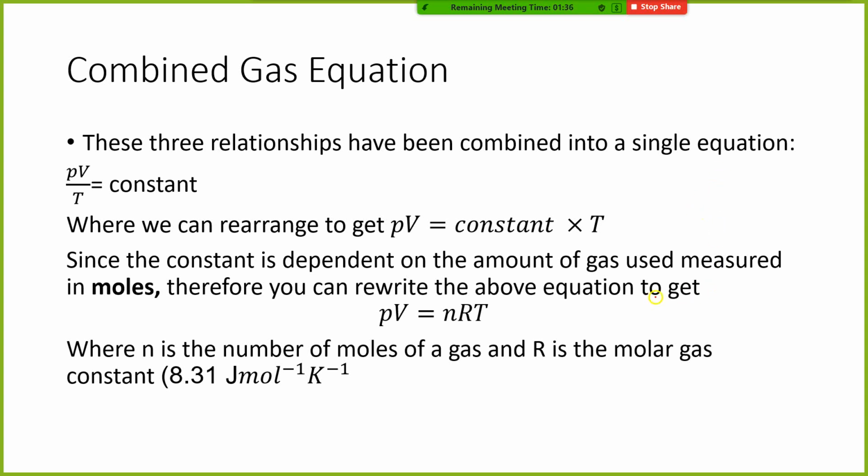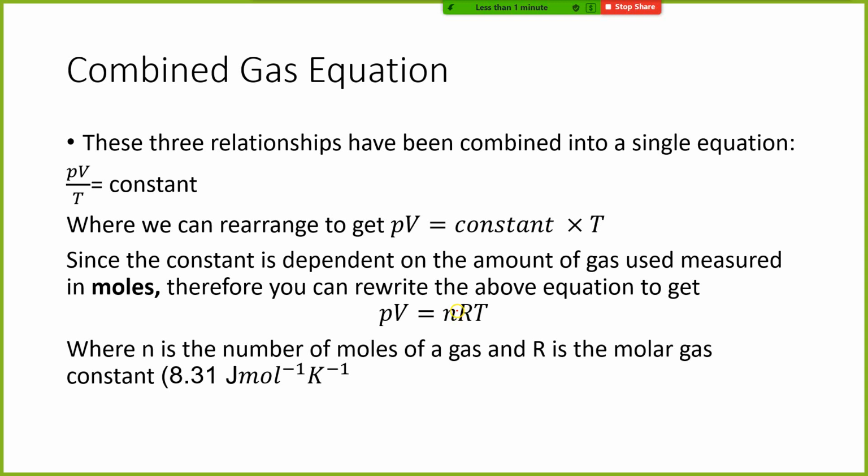With this equation, we're going to rearrange it a little bit, to say that PV is equal to the constant of proportionality times the temperature. Now, it says that since the constant is dependent on the amount of gas used, which is measured in moles, therefore we have to write the above equation as such. So our constant now is really nR for the most part. So this is our constant.